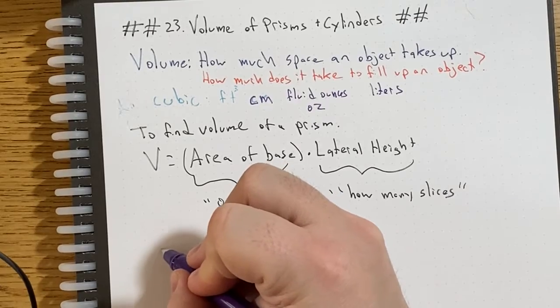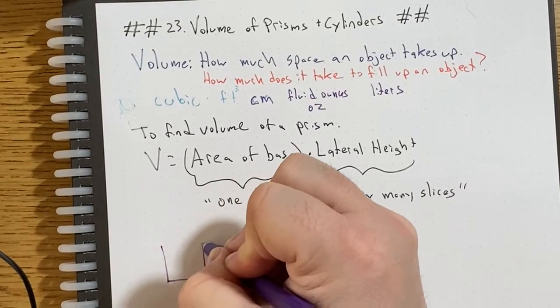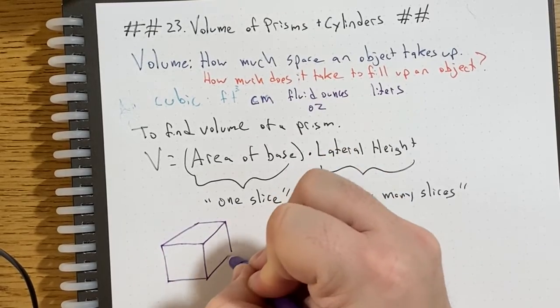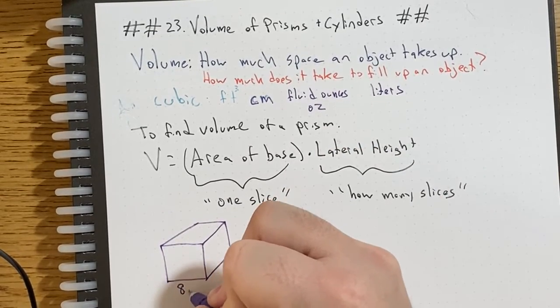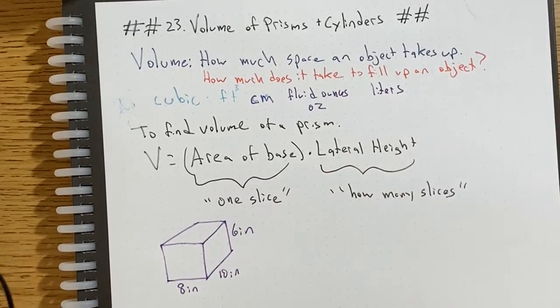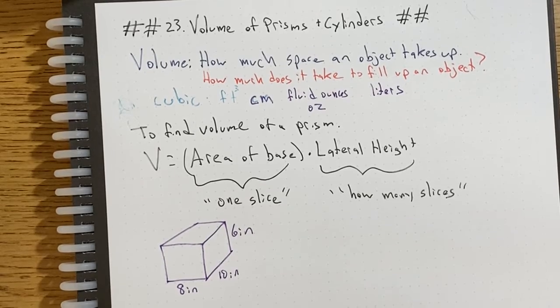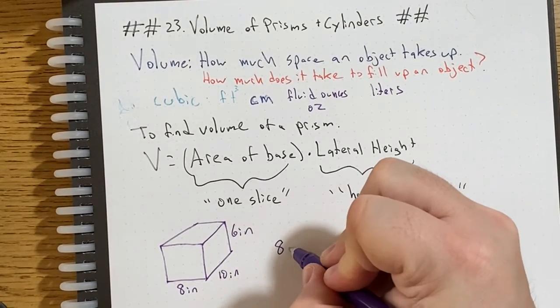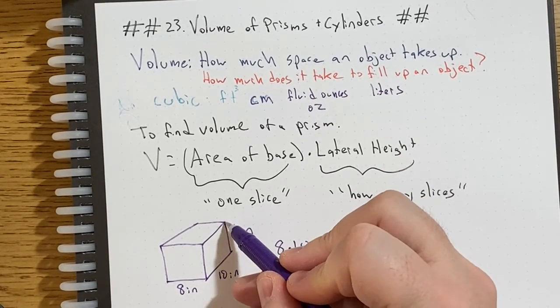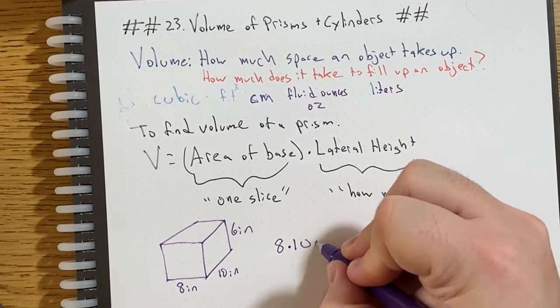So for example, if I said this was 8 inches, 10 inches, and 6 inches, all you would have to do is find out how many little boxes there are on this bottom slice, which you would just do the normal area formula for, 8 times 10. That's the one slice on the bottom. And then you're going to multiply by how many slices there are. 6.